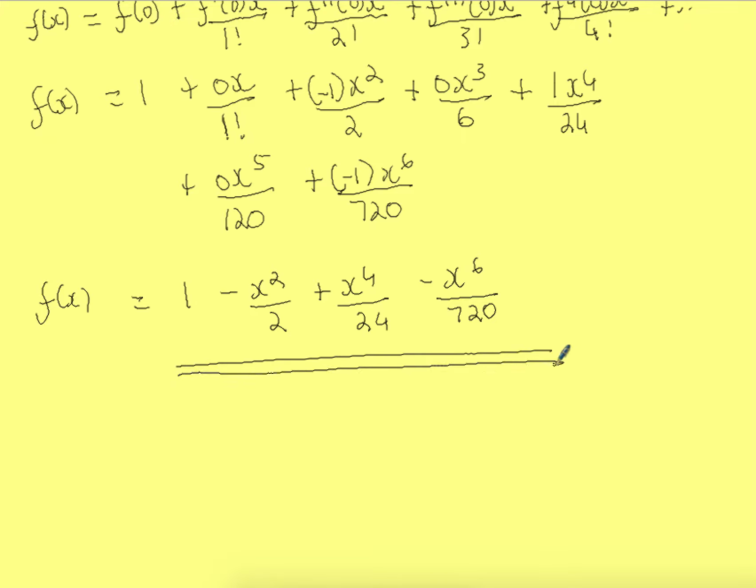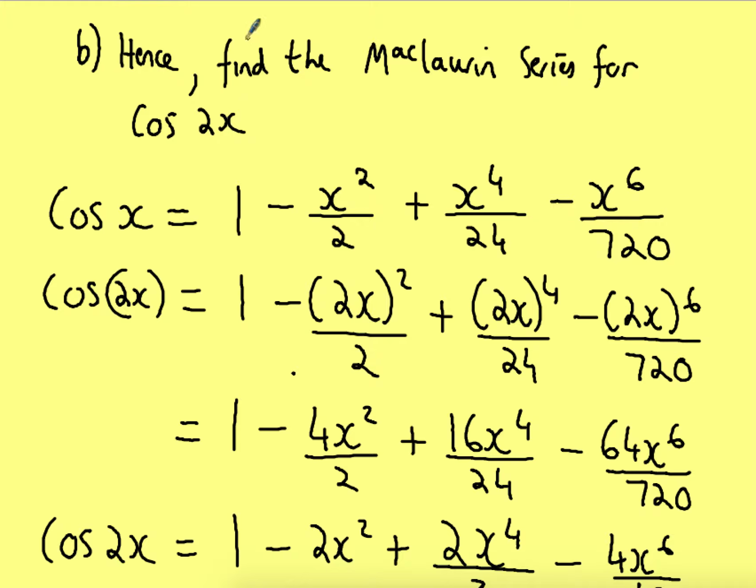And there we go, I got that answer I was looking for in part A of the question. Now, as I said, this is something I've done before, so I'm just going to run through how we did the next bit. So part B: hence find the Maclaurin series for cos 2x.